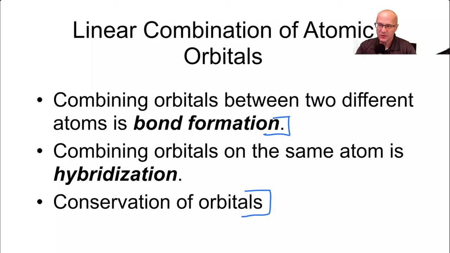Okay? Now, there's this thing called conservation of orbitals, which basically means if you start with 4 orbitals and you mix them together, you're going to get 4 orbitals back out. If you start with 2 orbitals and you mix them together, you're going to get 2 orbitals back out. You're not going to get more orbitals. You're not going to get less. You're going to get a conservation of orbitals.